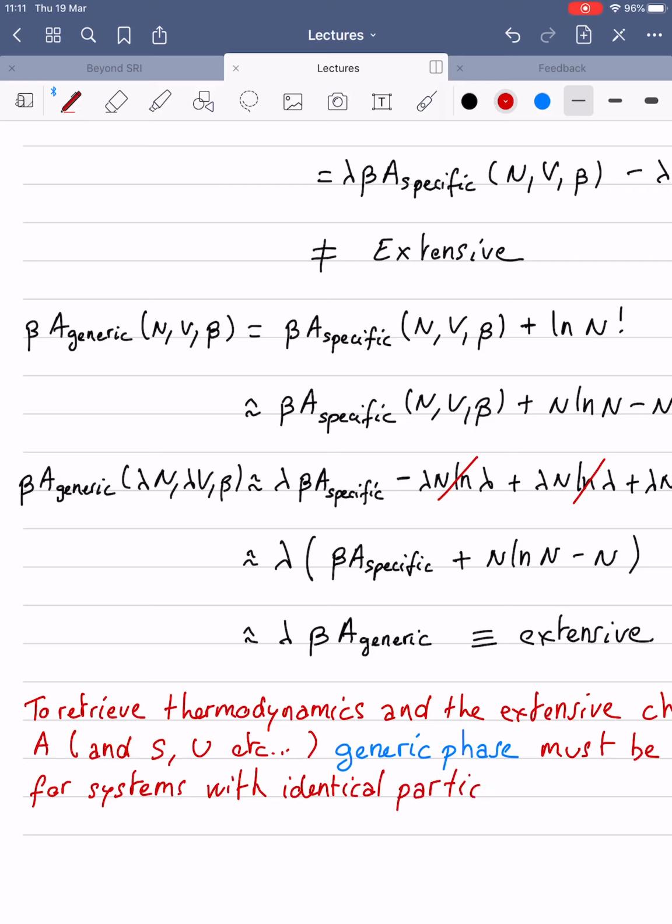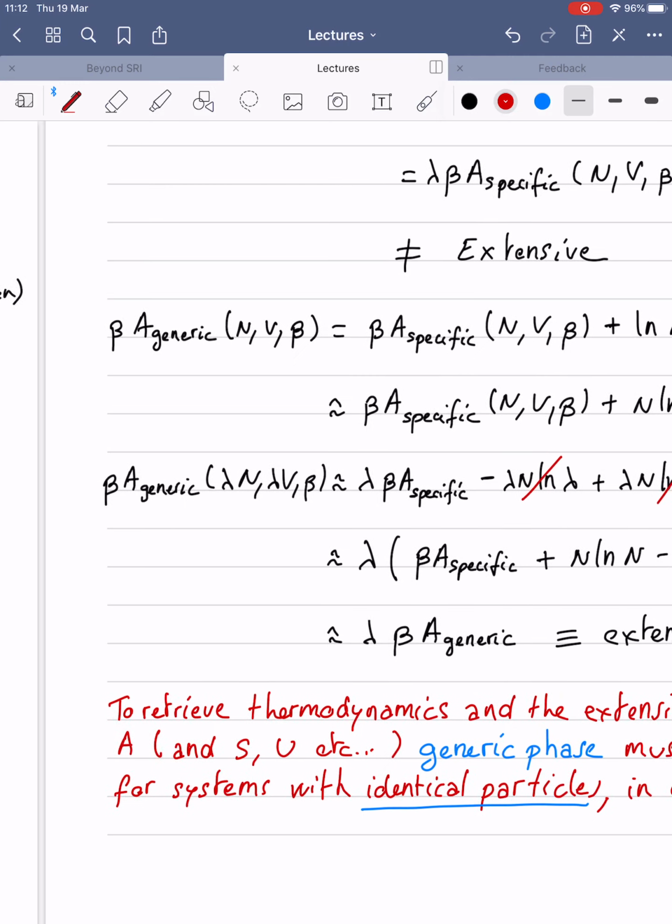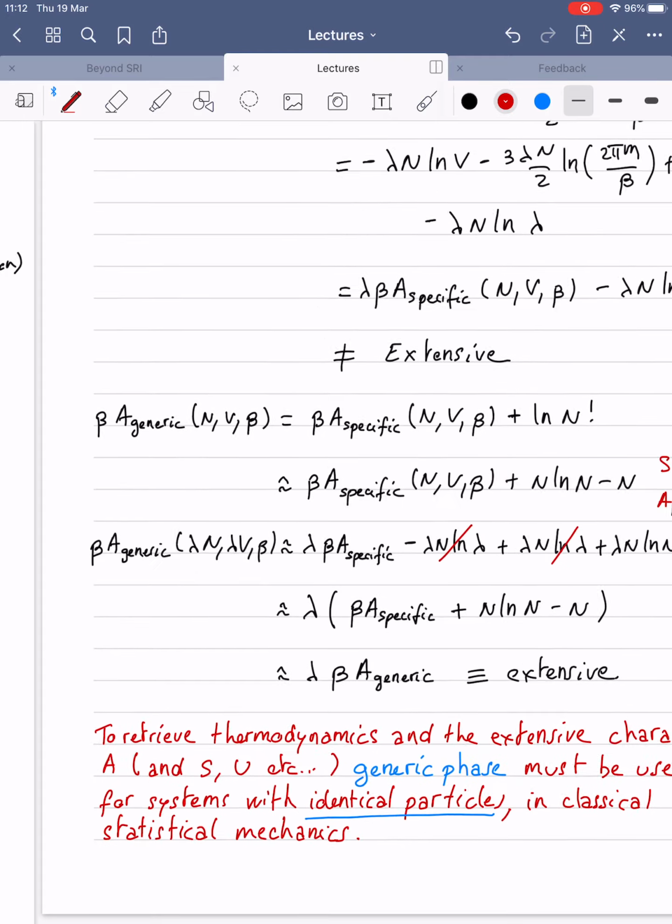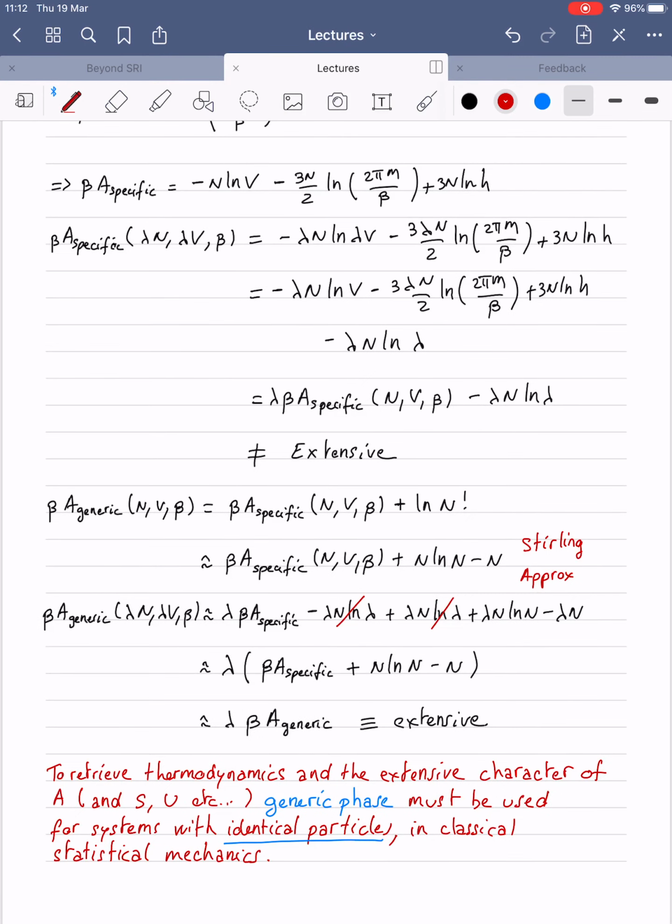So if you are told in a question from now on that you are having identical particles, and here maybe I should say in classical statistical mechanics, okay. The same will hold as well in the quantum part, but that comes for the same reasons.